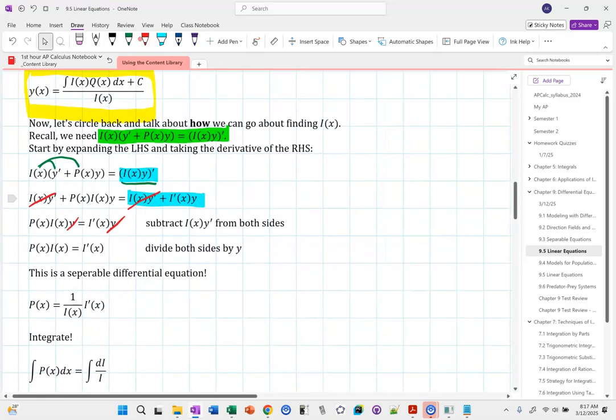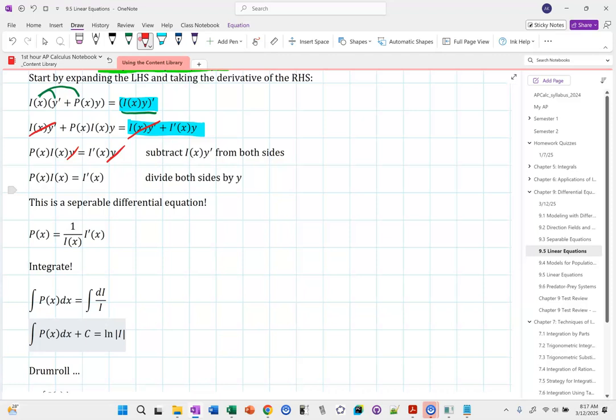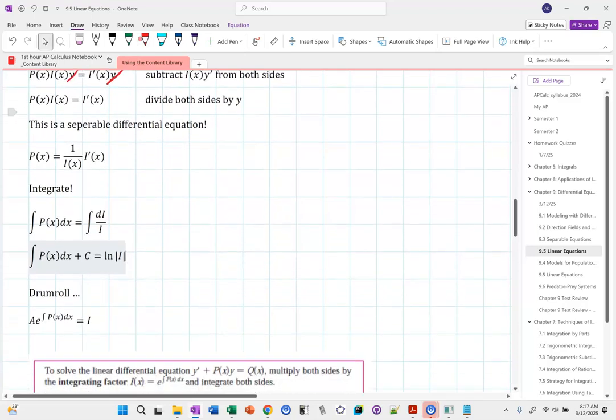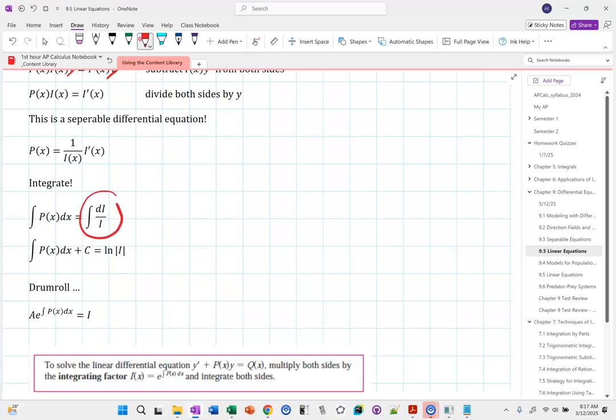And that, to me, now looks like a separable differential equation. So I can divide both sides by I of x to get P of x equals 1 over I of x times the derivative of I of x. If I integrate both sides, I'd have the antiderivative of 1 over I di is just the natural log of I. And that's going to equal the integral, or the antiderivative, of P of x dx.